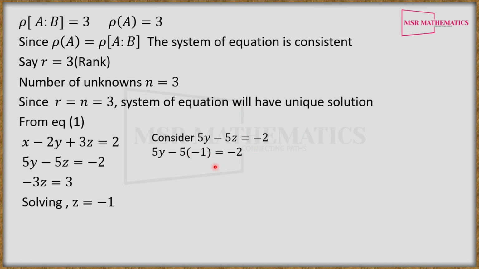This goes to the right hand side. We get minus 2 minus 5, that is minus 7. So we get 5y is minus 7. So we get y as minus 7 by 5. This 5 goes to the denominator. We get a y value as minus 7 by 5.